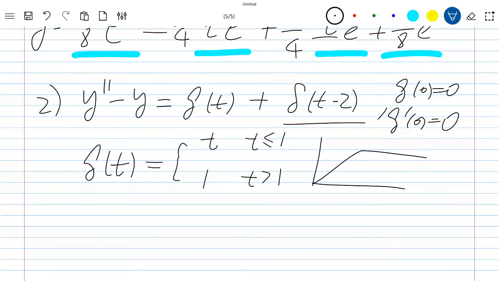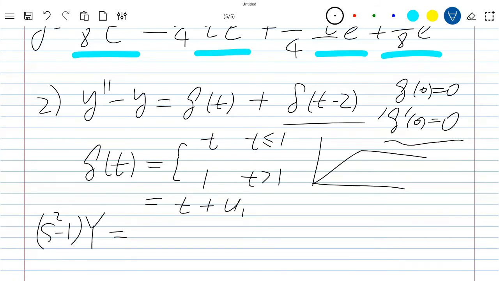Alright, now let's find out this Laplace transform. Because the initial condition is 0, you just have s squared minus 1 times capital Y. And to write down the transform of g, you need to write down what g is in step functions. You have t plus u1 times the change, right? So you have L of t plus u1 times 1 minus t plus delta t minus 2.